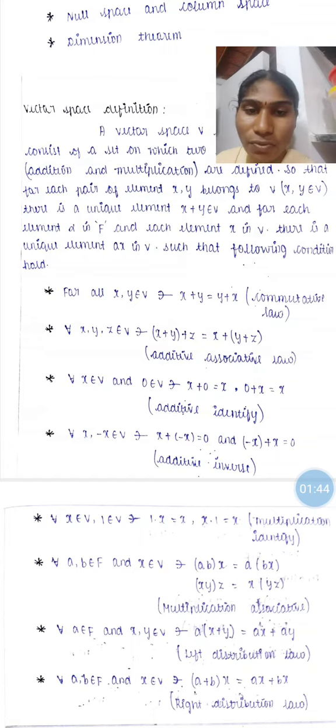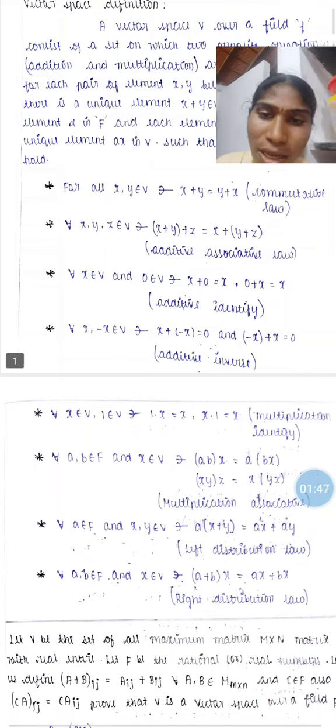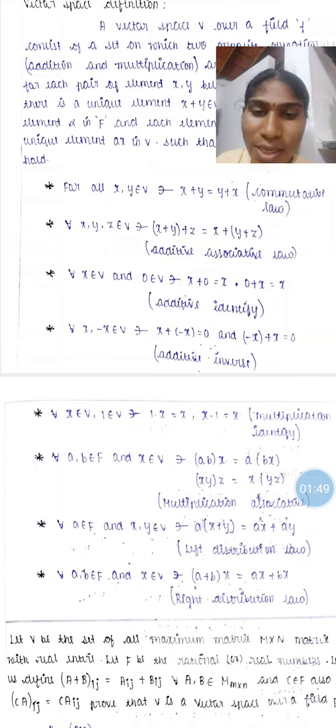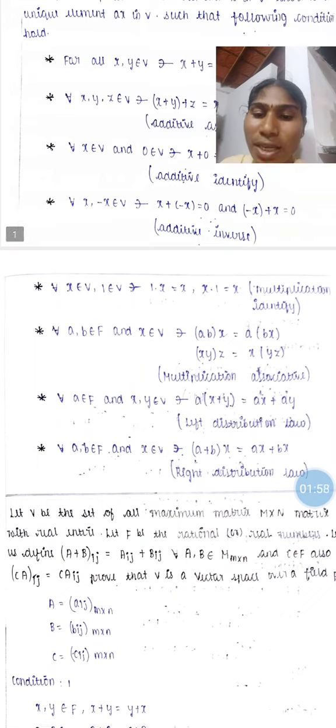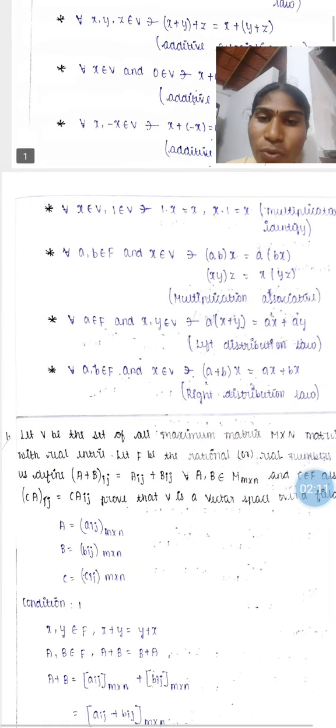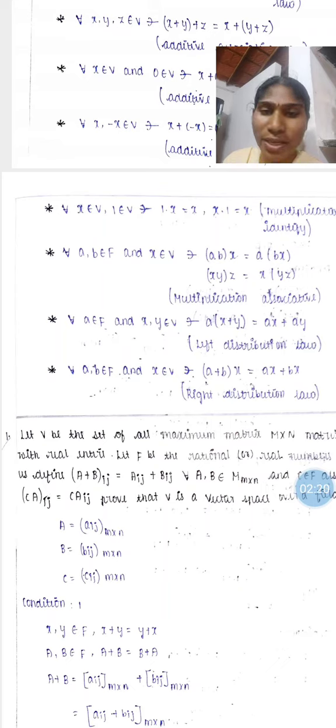It's called the additive inverse. And the next property is for all x belonging to V and 1 belonging to V such that 1 dot x is equal to x and x dot 1 is equal to x. It's called the multiplication identity property. And the next one is for all a, b belonging to F and x belonging to V such that ab of x is equal to a into bx. It's called multiplication associative. And for all a belonging to F and x, y belonging to V such that a into x plus y is equal to ax plus ay. It's called the left distribution law. And the next one is the right distribution law.